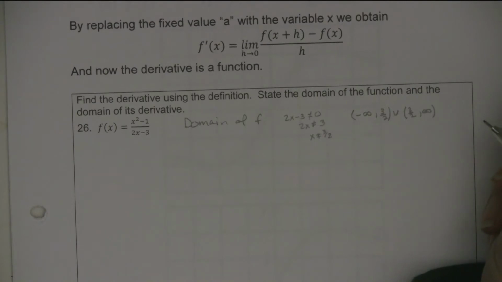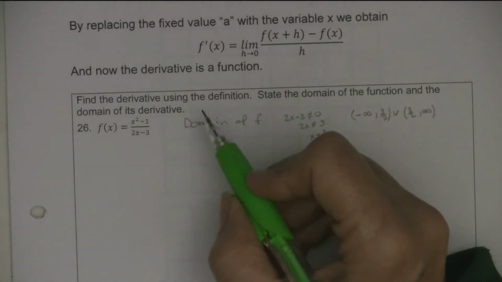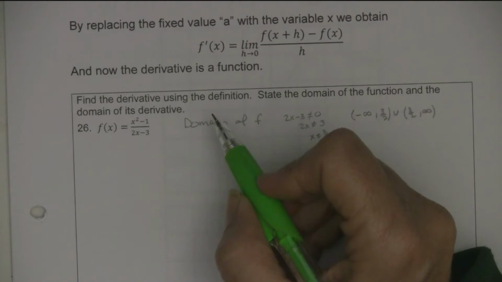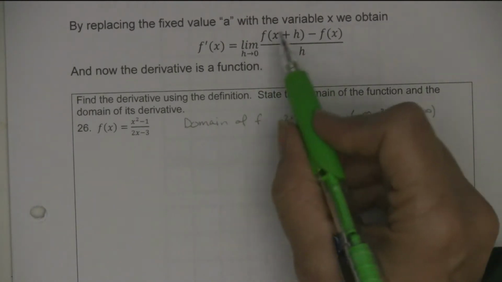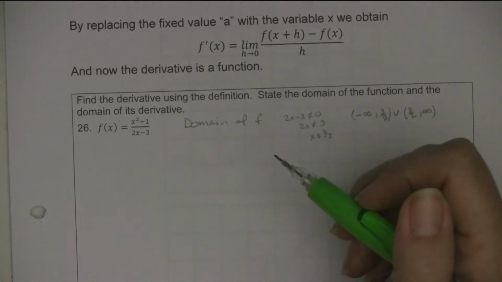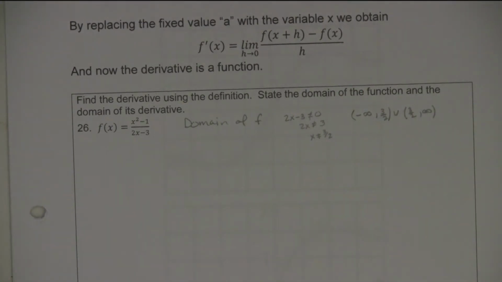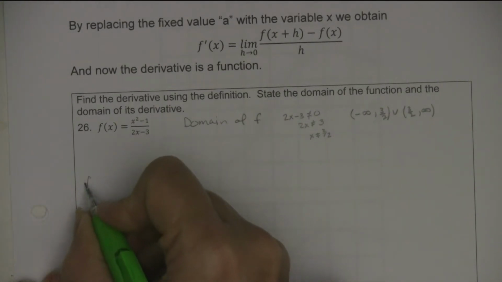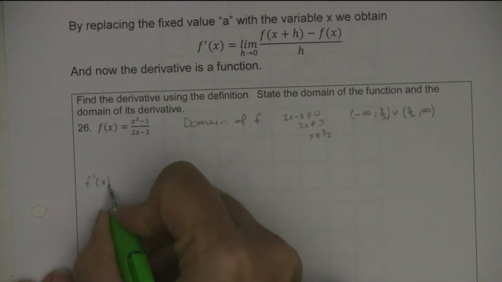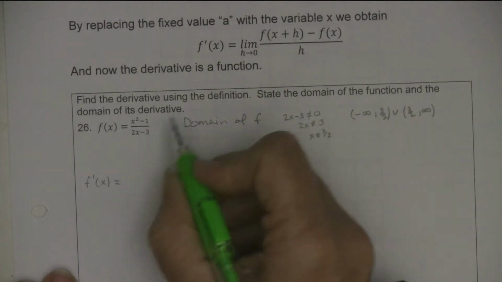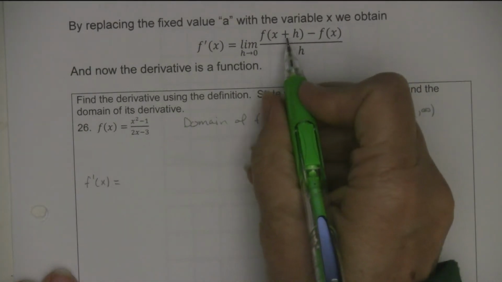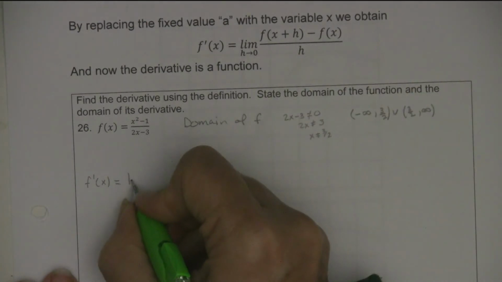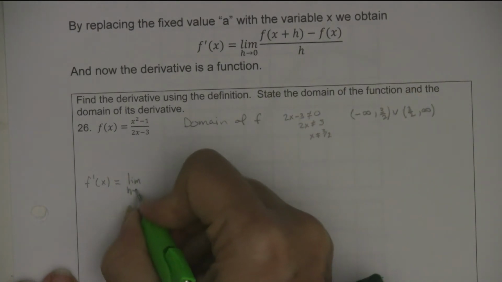Okay, so they're asking me to find the derivative. So I'm going to use this definition here. There's another definition that I could certainly also use that we looked at in the last chapter, but this is the one I want to use right now. So I'm going to do that. So if I plug in x plus h, the limit as h goes to 0.